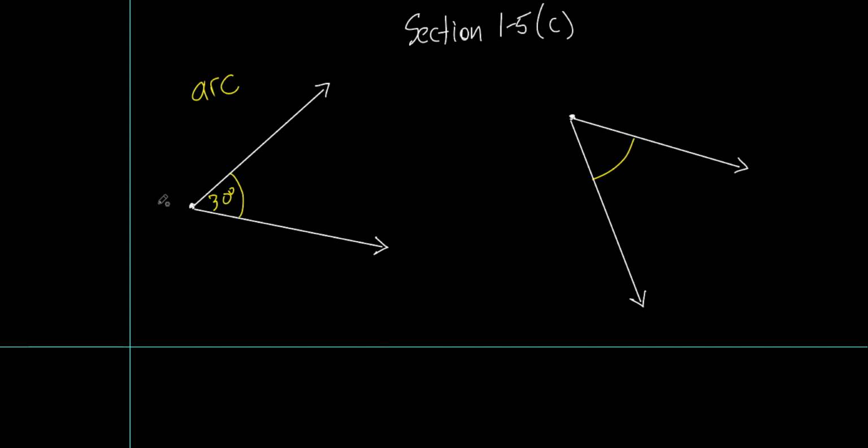So if I know, let's call this angle A, and I'll call this angle B. If I know angle A is 30 degrees, and I know these two angles are equal to each other, what's angle B equal to? It's also 30 degrees. Okay? Now, it's not always going to be that easy.